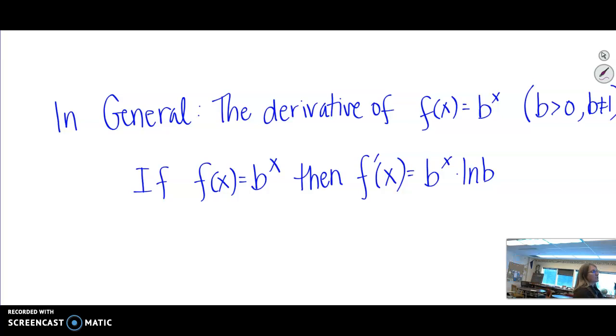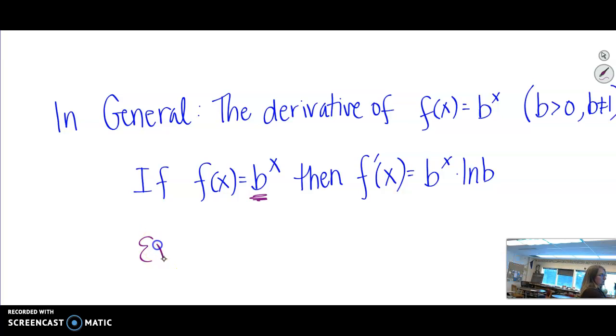If you have a function f of x equals b to the x, then the derivative is going to be b to the x. This can be any base, as long as it's positive and not equal to 1. The derivative is going to be b to the x times ln of b.